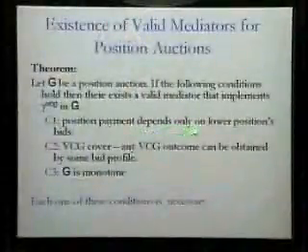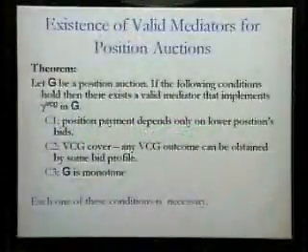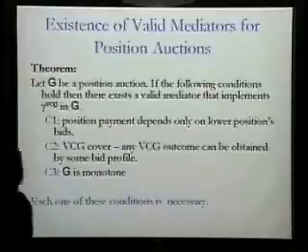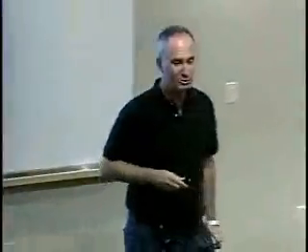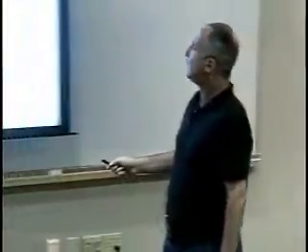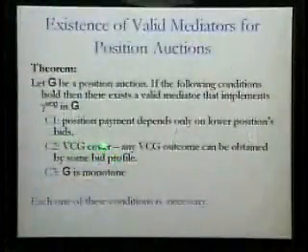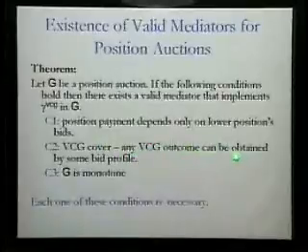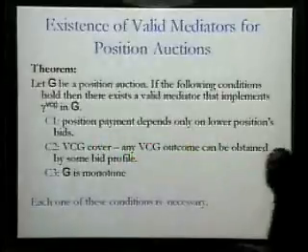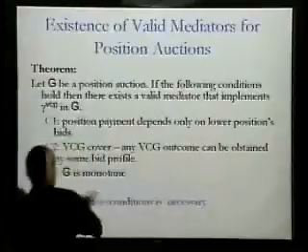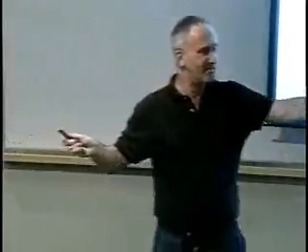So the conditions are as follows. Position payment depends only on lower position bids. For example, the self-price auction will not satisfy this, so it will not be able to do that. The other condition is trivial, called VCG cover: any VCG outcome can be obtained by some bid profile. What does it mean? If there is some outcome that no matter what I send to this auction, it will never output these payments, I cannot do anything about that.